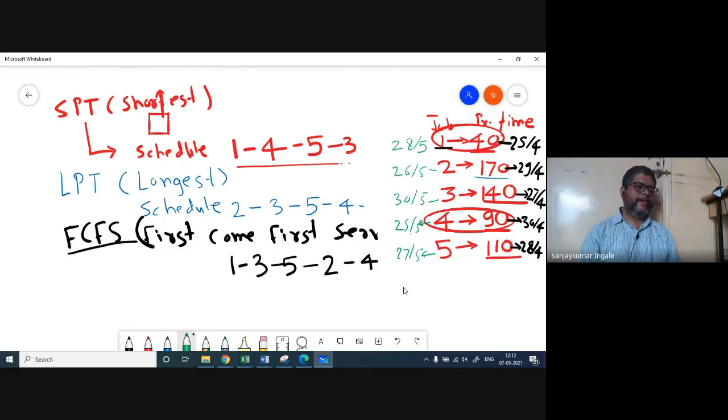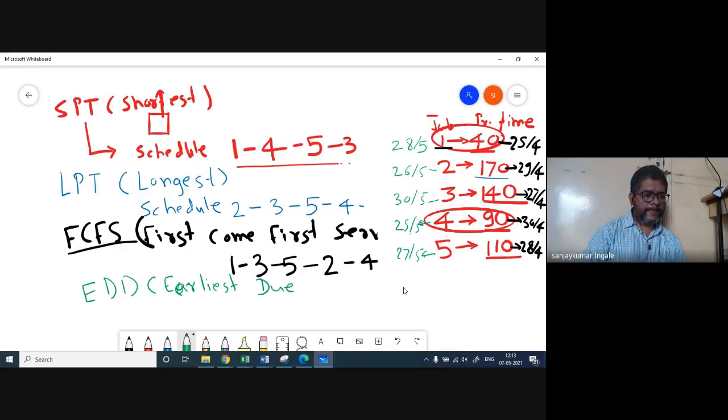So normally we consider the due date for submission, and based on that, the earliest due date, we may process the job. So EDD is the criterion, that is earliest due date. Now which job has the earliest due date? Don't consider when the job was received or what the processing time is. Earliest due date is 25th, yes, correct.